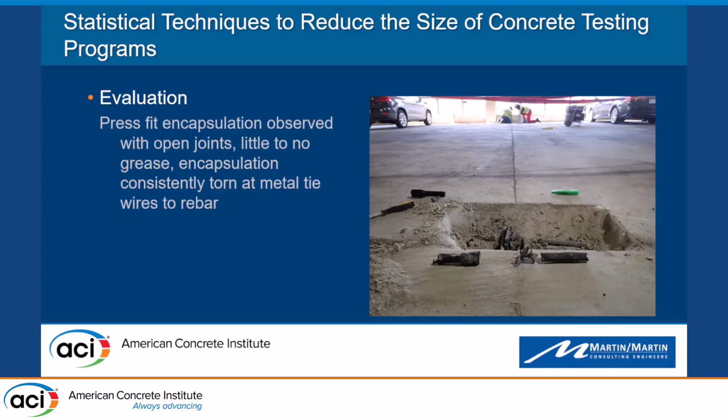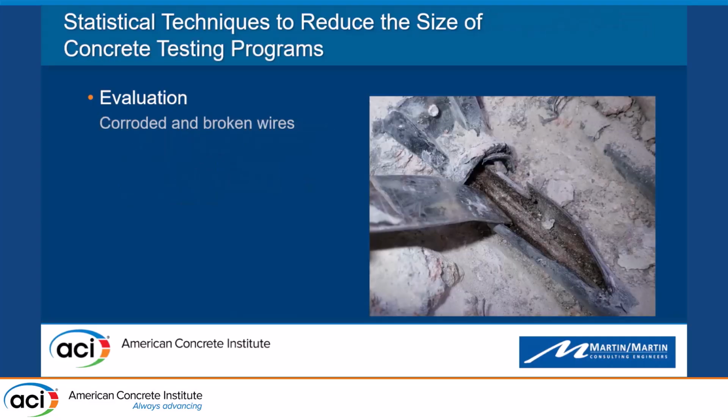We had a lot of torn encapsulation. When we opened up these encapsulation elements, the annular space is really big and it was not full of grease. And so just a lot of room for corrosion action. So we opened up the encapsulation at our initial testing locations, and we saw severe corrosion. We saw broken wires at the locations where we had fractured tendons from the X-ray data. We just had broken tendons.